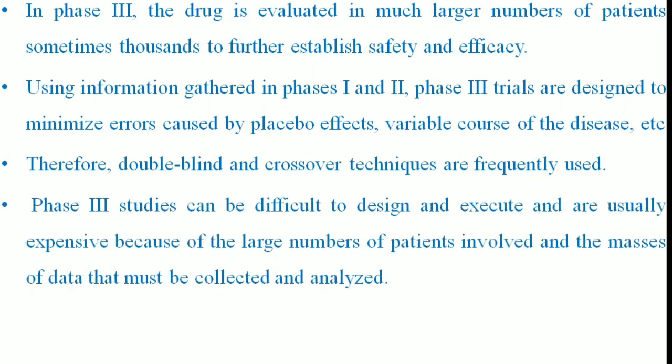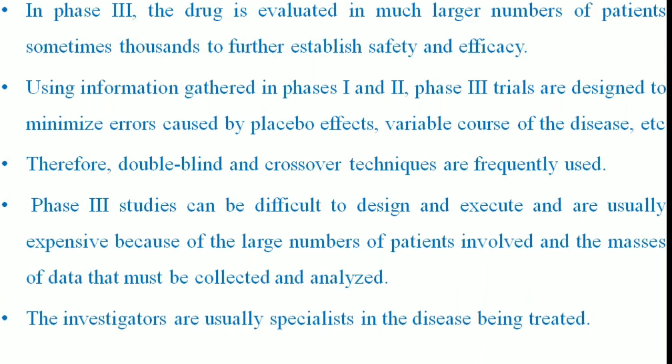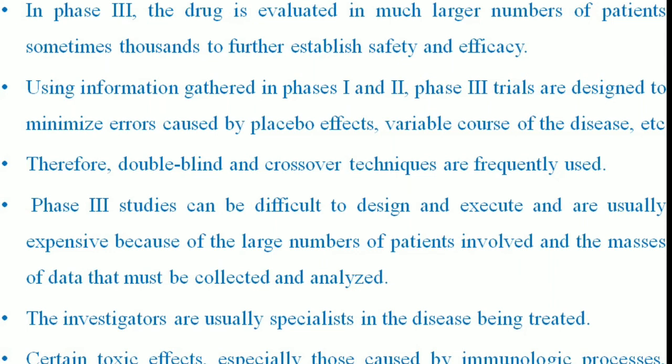Phase 3 studies can be difficult to design and execute and are usually expensive because of the large number of patients involved and the masses of data that must be collected and analyzed. The investigators are usually specialists in the disease being treated. So particularly, in clinical trials, if we are making a drug for cancer, the investigator should be a specialist for that particular disease. Certain toxic effects, especially those caused by immunological processes, may first become apparent in phase 3.